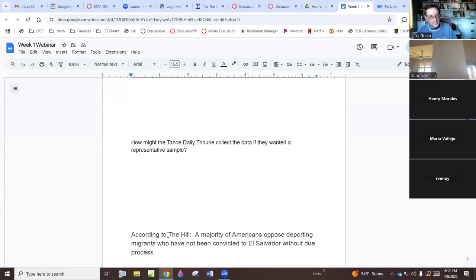So I read this. This is according to The Hill. The Hill is more of a national news station instead of a local one. I thought I'd pick a local one and a national one. And here's what it said. The majority of Americans oppose deporting migrants who have not been convicted to El Salvador without due process. Do you think they know that? Do you think The Hill knows that the majority of Americans oppose deporting migrants who have not been convicted to El Salvador without due process?